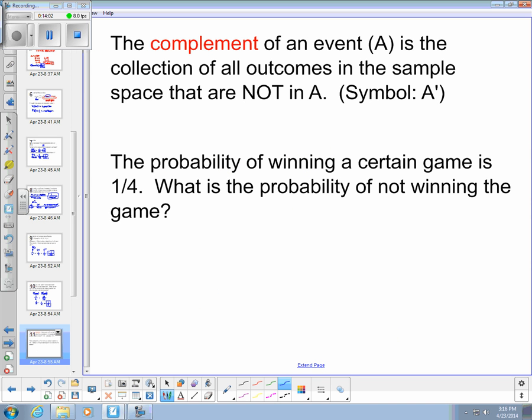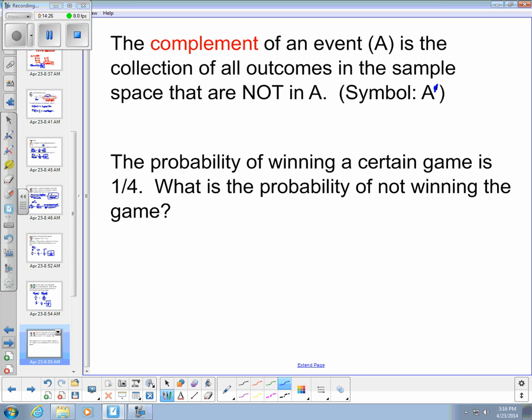Okay, quickly let's talk about the complement. The complement of an event is the collection of all the things in the sample space that are not included. And the symbol looks a little bit like the symbol for, well, that's in calculus. Okay, so this has a little hash mark beside it. Okay, so that's the complement of A.